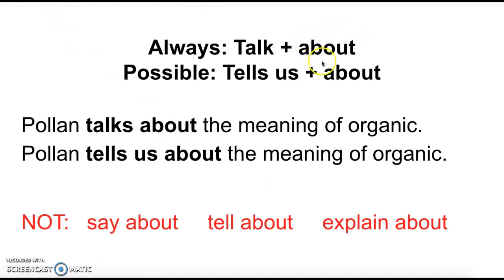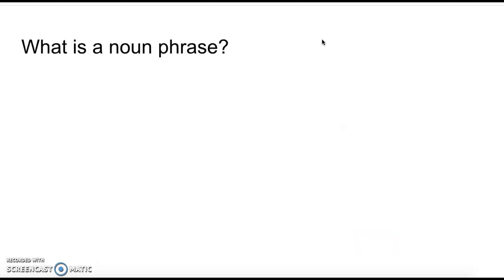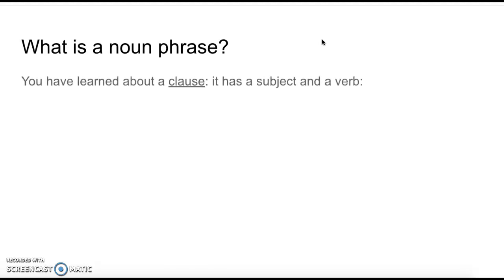One more important thing is this word about. What kind of word is that? It's a preposition. And what do you know about prepositions? After a preposition, you need a noun. So after talk about or tell us about, you're going to use a noun phrase. What is a noun phrase? We've already learned about a clause, so let's compare. A clause has a subject and a verb.